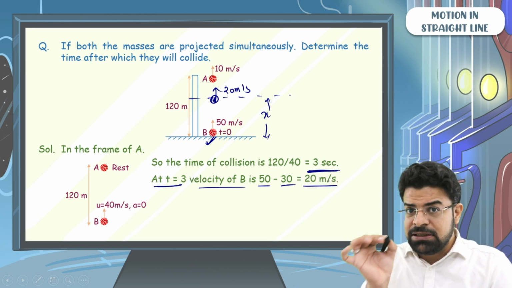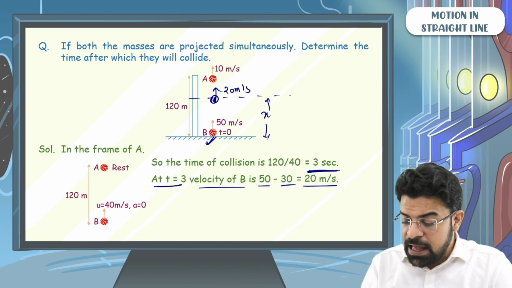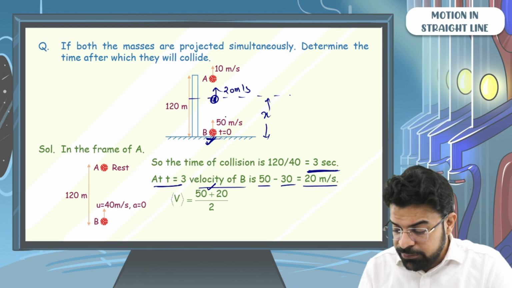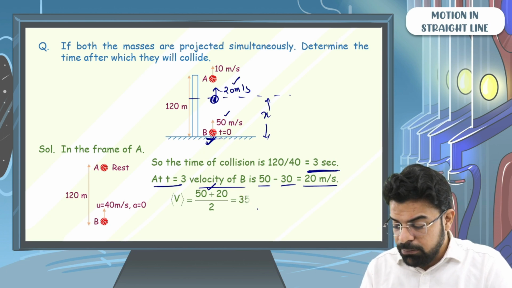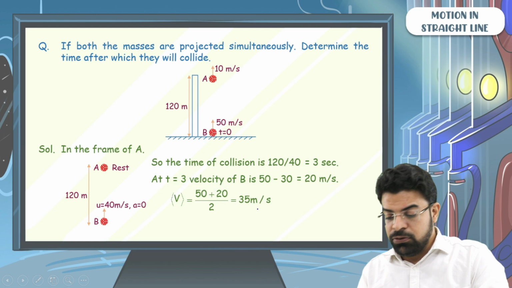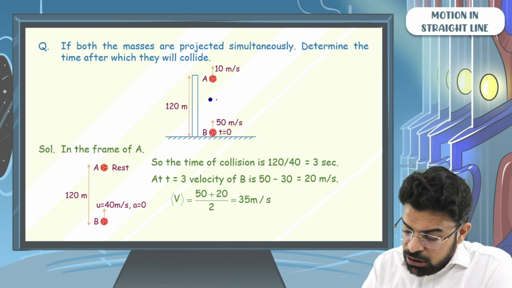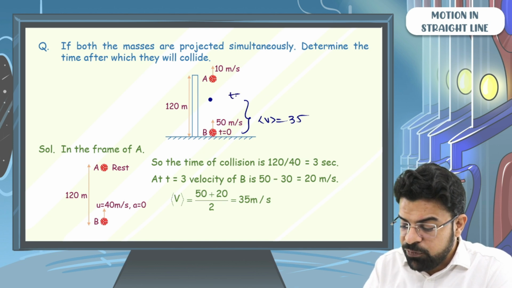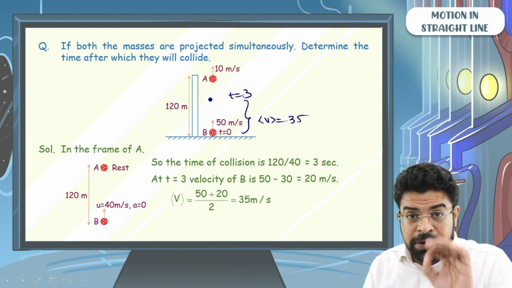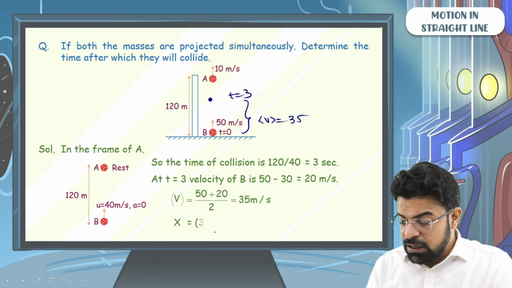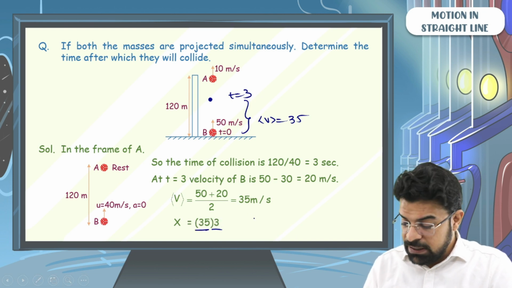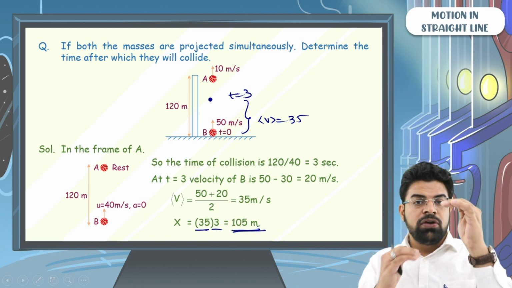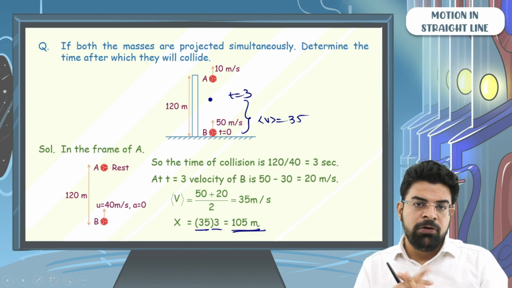For this 3 second time frame, what will you take as the average velocity of B? The average velocity of B will be equal to initial 50 plus final 20 by 2, that is 70 by 2, that is 35 meter per second. Once you know that the average velocity comes out to be 35 and the time frame is 3 seconds, the displacement has to be equal to average velocity into time, that is 35 into 3, that is 105 meter. So they both will collide at a height of 105 meter above the ground.